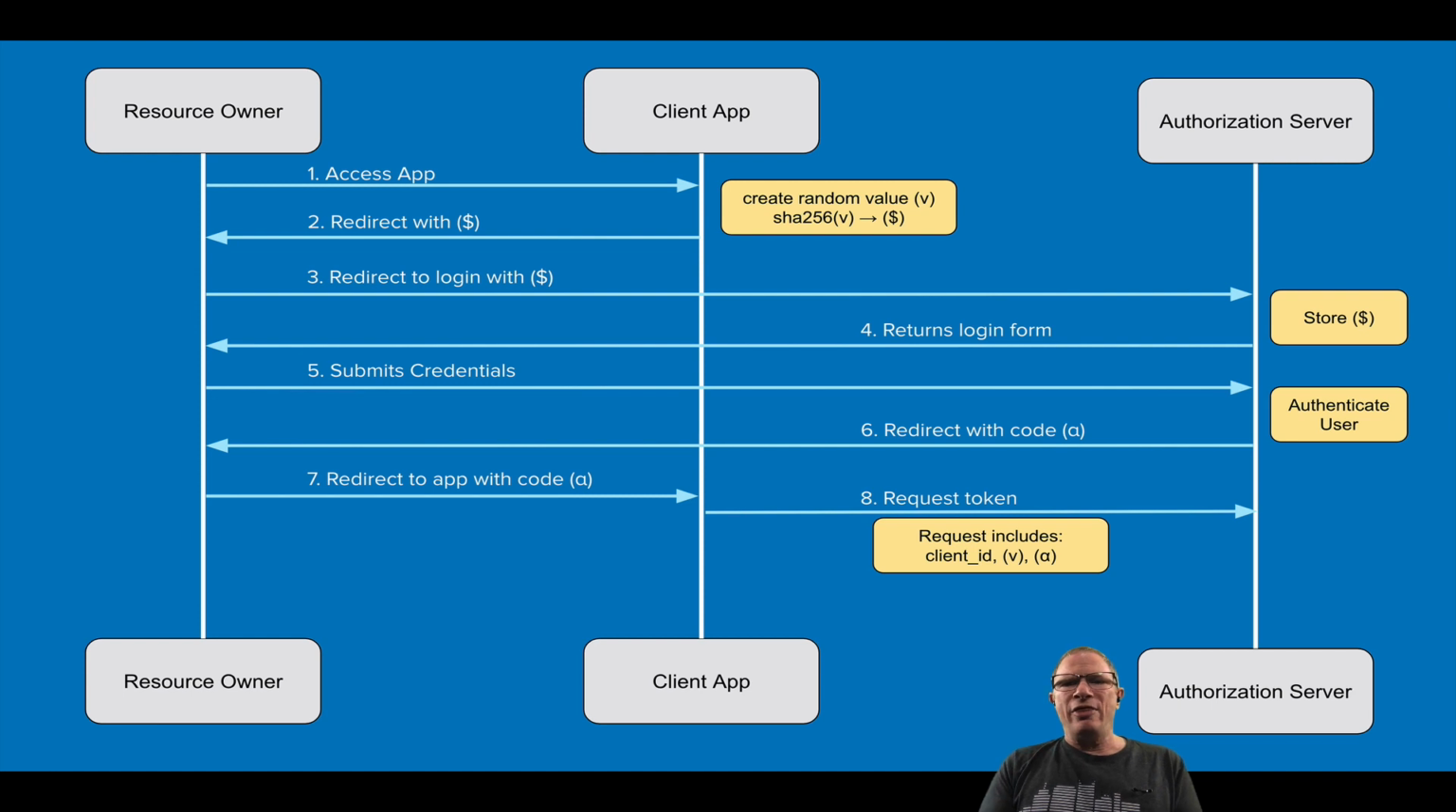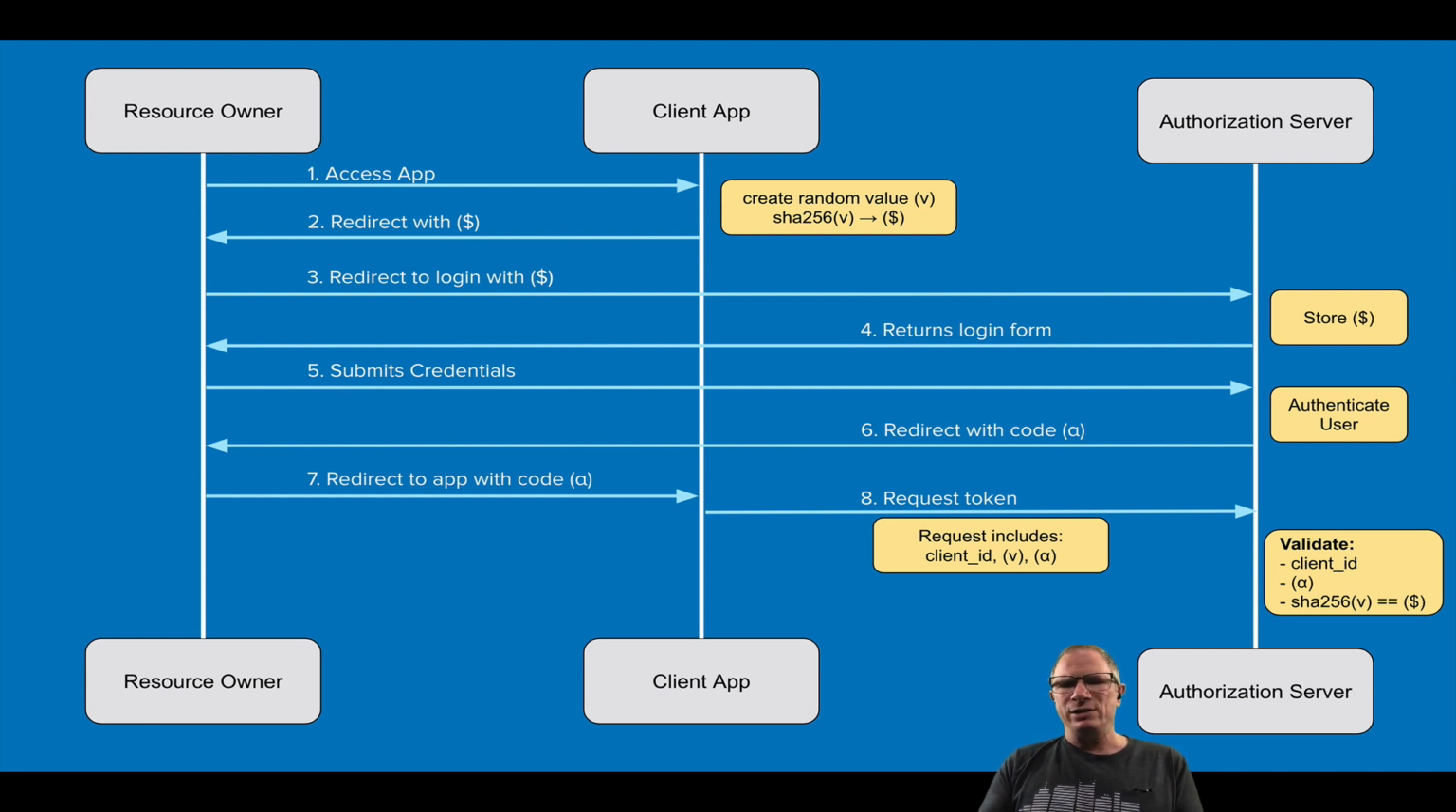Now here's where that malicious browser extension is foiled. The client app, our Angular app, exchanges the authorization code for an access token using that original random value that it created at the top of the flow. The authorization server validates the request by looking at the authorization code, making sure that it's not expired, and it takes the hash of that random value V that was passed to it, and it compares it to the hash that it stored earlier.